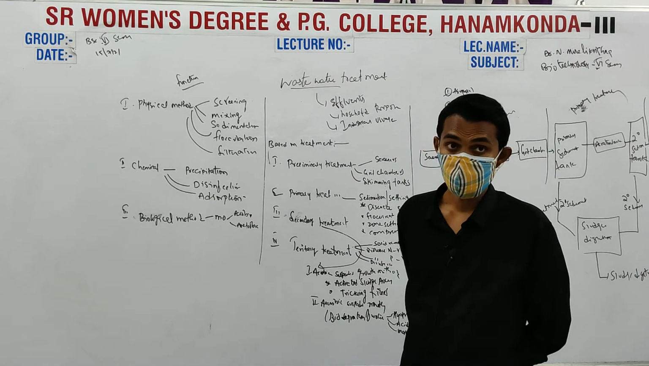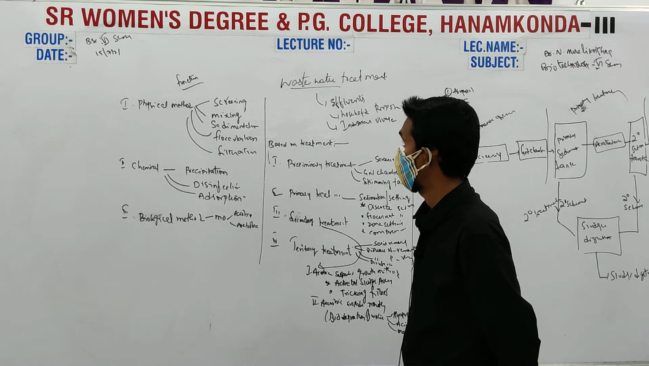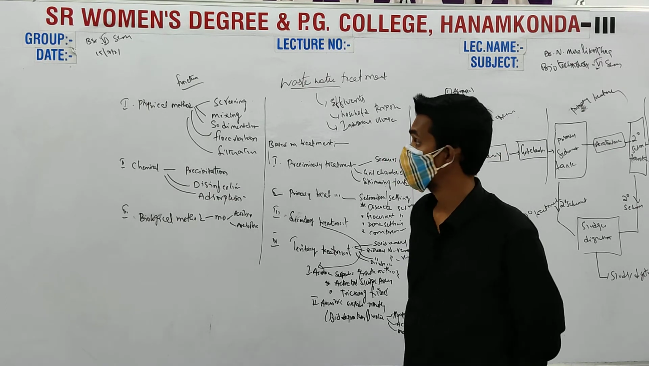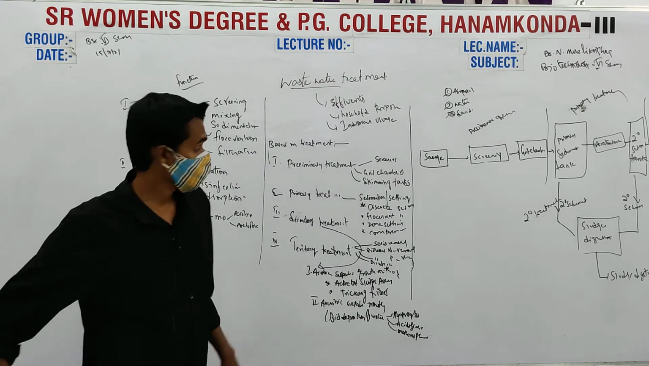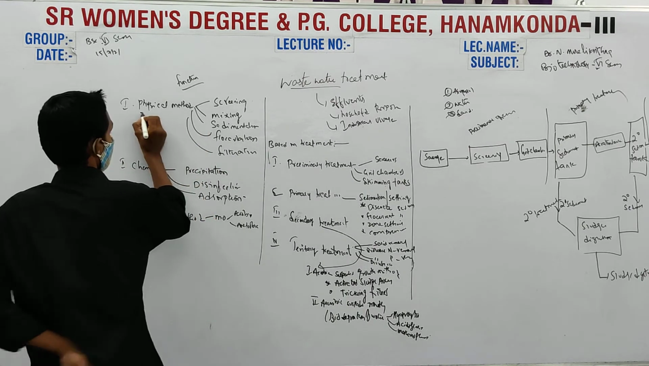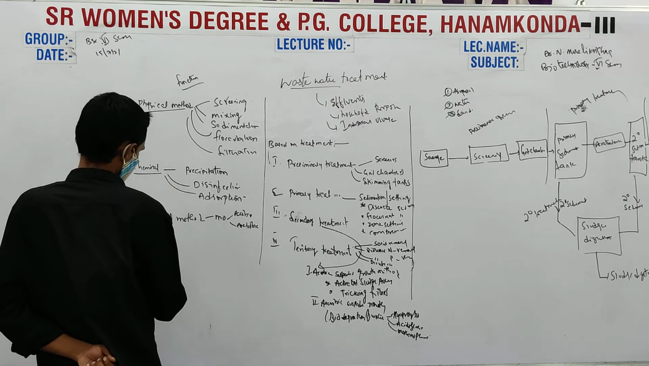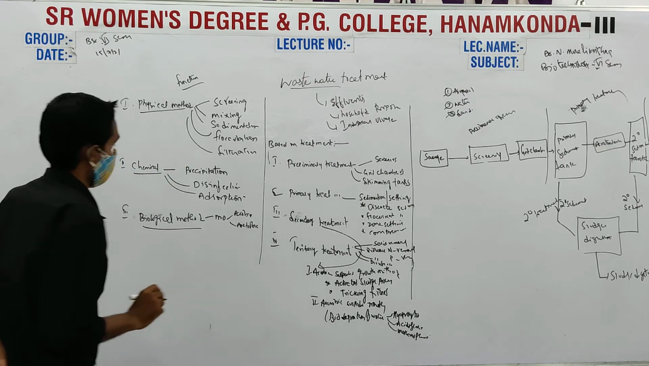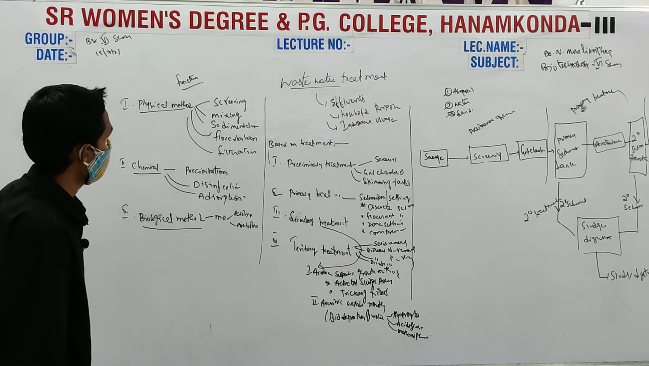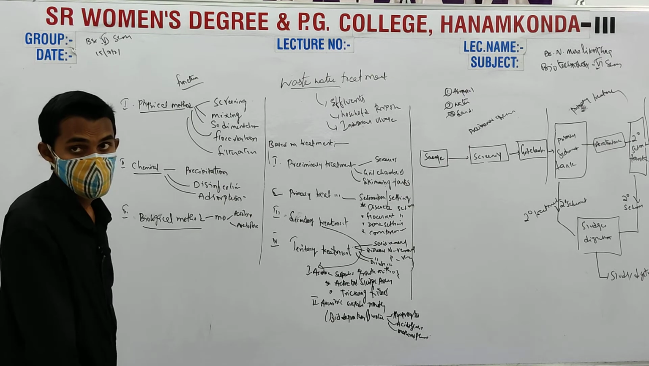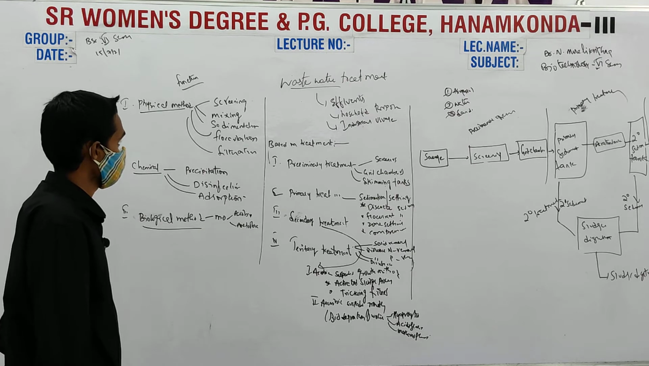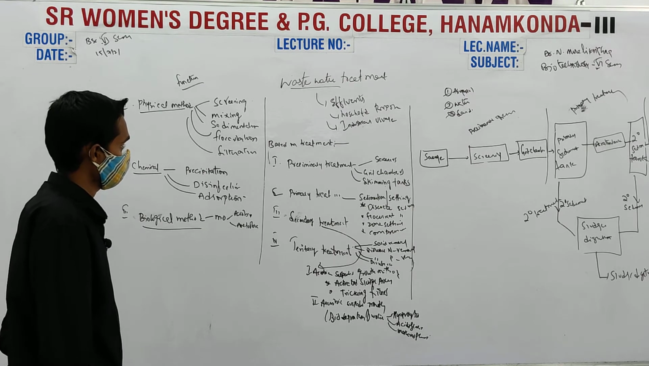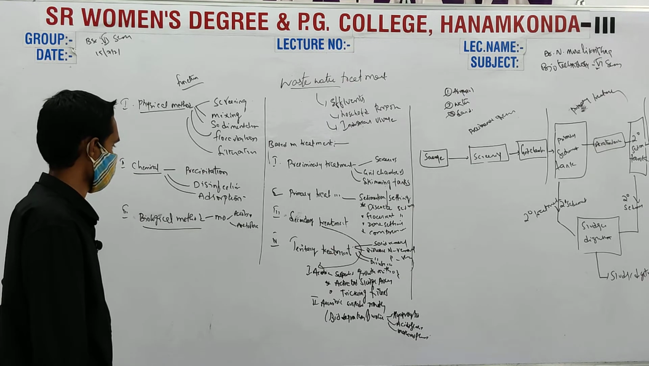Based upon the function of how the wastewater is treated, there are three different methods. One is the physical method, second is the chemical method, and third is the biological method. The physical method includes screening, mixing, sedimentation, flocculation and filtration.